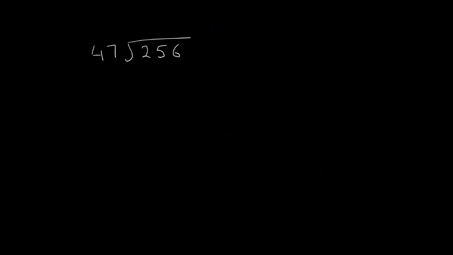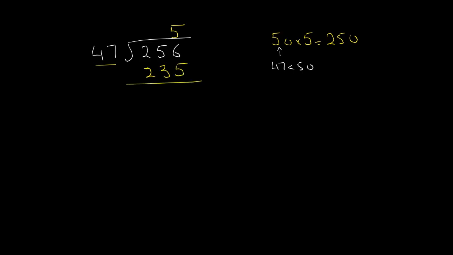Now note 47 is probably close to 50, and I know 5 fives are equal to 250. Remember, 47 is actually less than 50, which means that when I multiply 47 by 5, the answer will be less than 250. So that gives me confidence that I should multiply by 5. And if I multiply by 5, I'll get an answer which is 235. And what that means is that the remainder would be equal to 21. This would be the remainder.